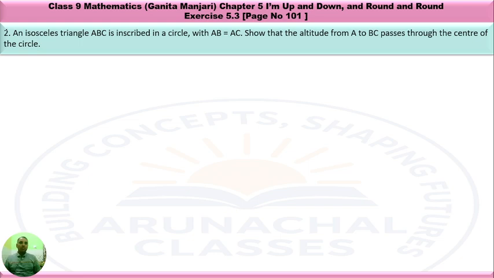Here we have question number 2 given in page number 101 for chapter 5. So let us see this question. Question is an isosceles triangle ABC.